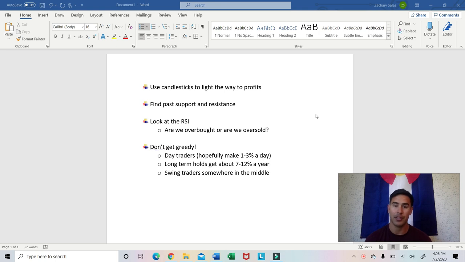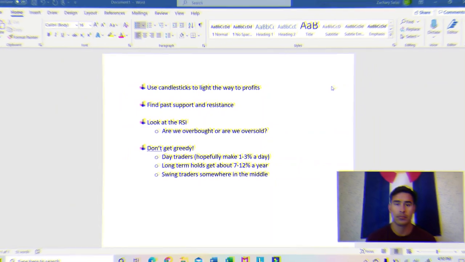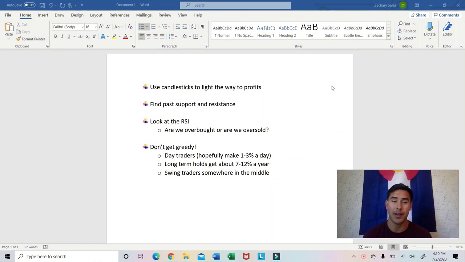But swing traders are somewhere in the middle. And so if you use the RSI, that's going to be like a swing trade strategy. So take your profits. That's just locking in money. And 1% is 1%. $100 is $100. That's just money you didn't have before. So just don't get greedy. Get out while you can. And just lock it in.